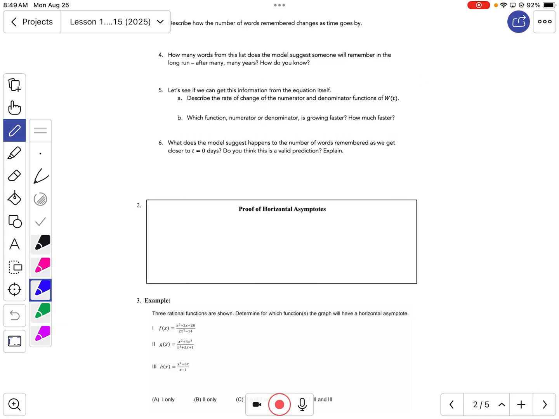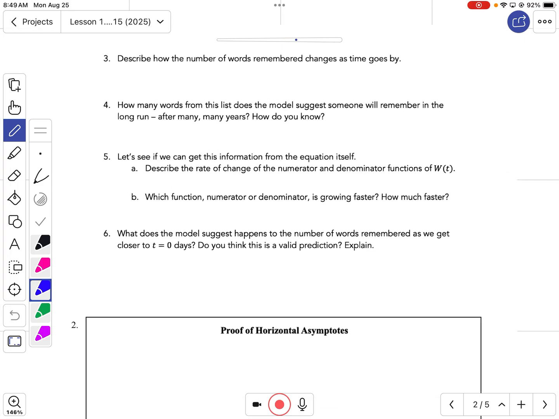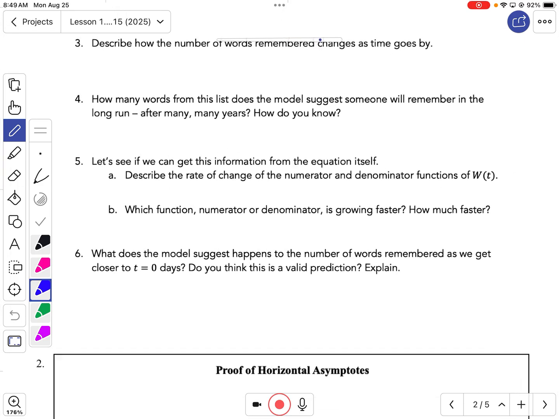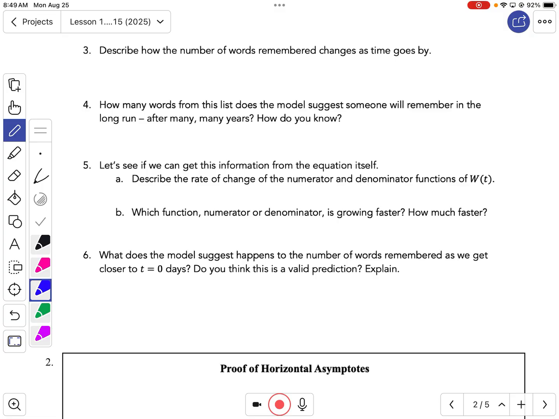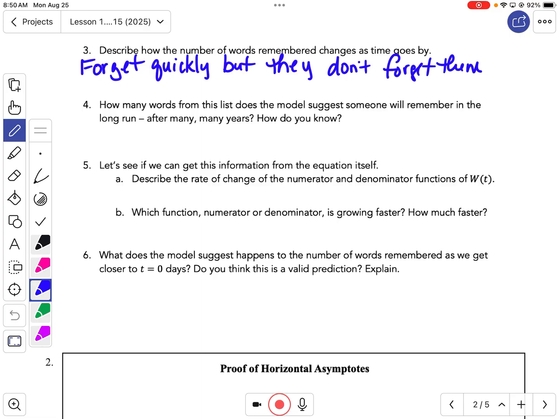Okay. So let's do some description. Describe how the number of words remembered changes as time goes by. What's happening? Yeah, they remember less as time goes on. Looks like they forget a lot at the beginning. But they don't really forget them all.